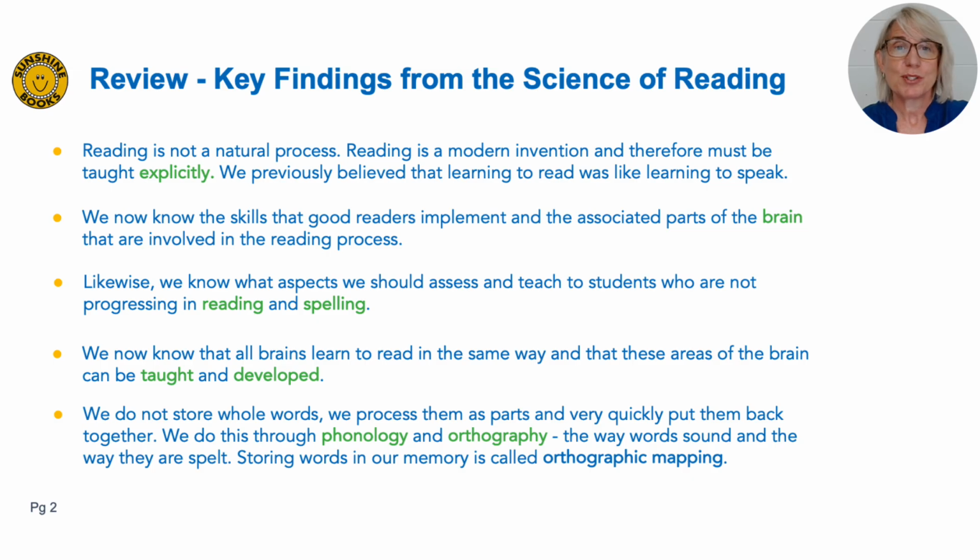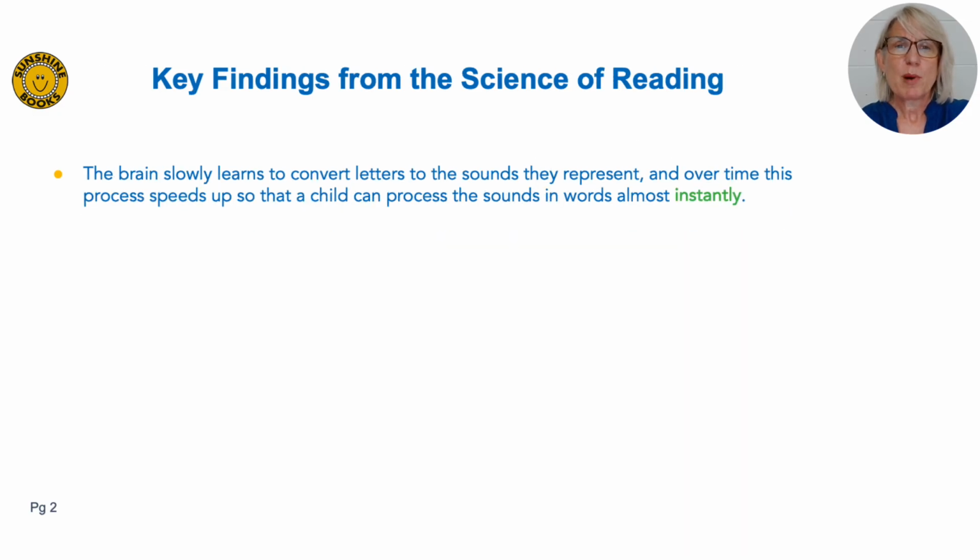We do not store whole words. We process them as parts and very quickly put them back together. We do this through phonology and orthography, the way words sound and the way they are spelt. Storing words in our memory is called orthographic mapping. The brain slowly learns to convert letters to the sounds they represent, and over time this process speeds up so that a child can process the sounds in words almost instantly.